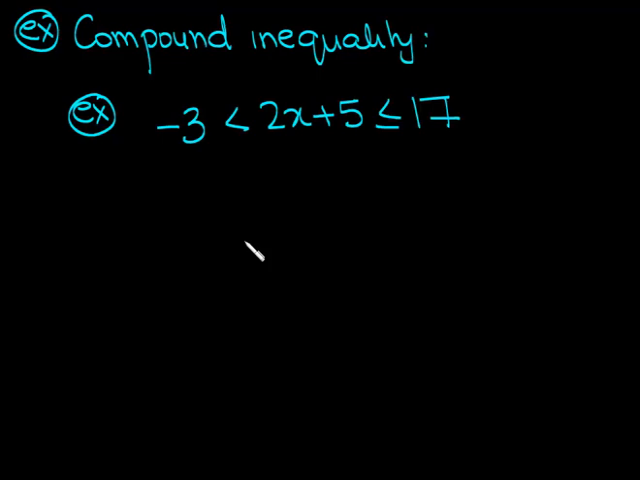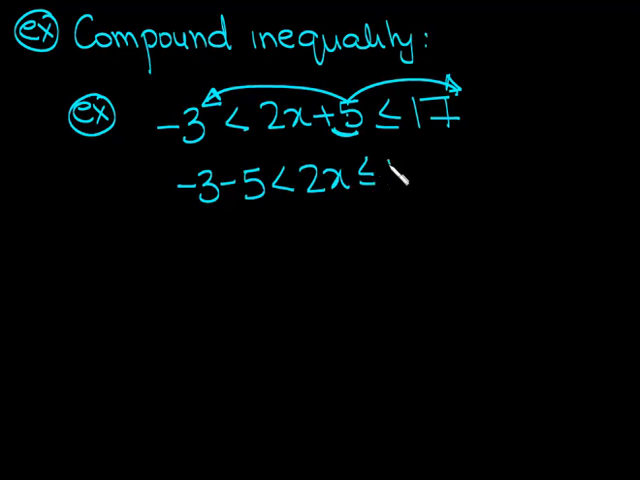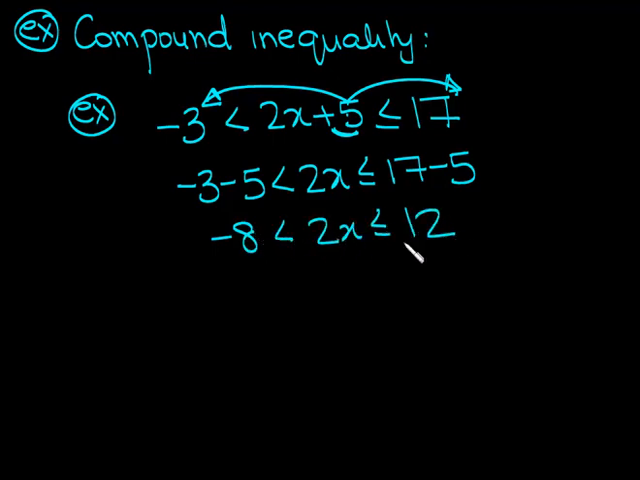So let's do that. Whenever we're solving for x, we want to isolate it. So I want to get rid of all the stuff around it. Let's start with the 5. 5 is attached by addition, so you move it. You move the 5 on either side because we always move the numbers around. So you get negative 3 minus 5 is less than 2x is less than 17 minus 5. So you get negative 8 is less than 2x is less than or equal to 12.